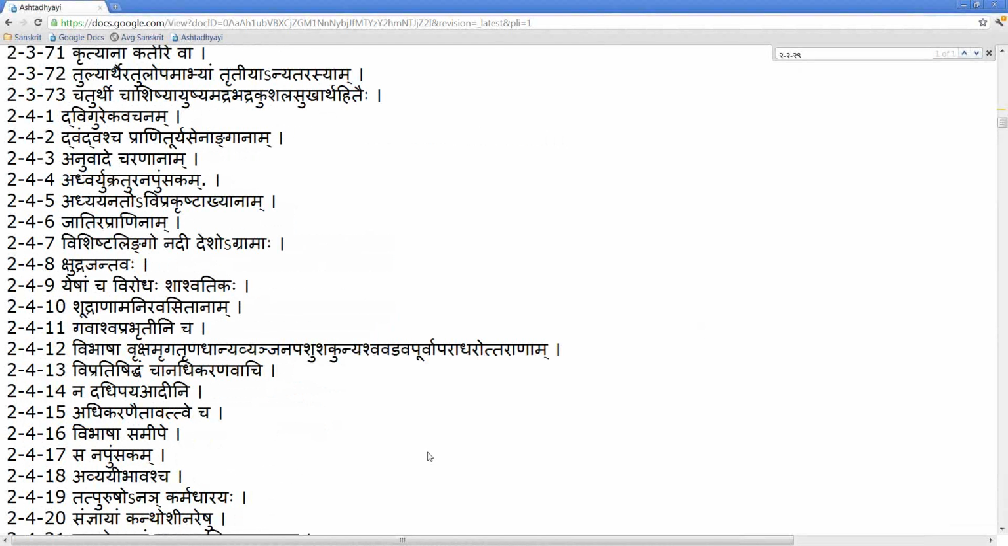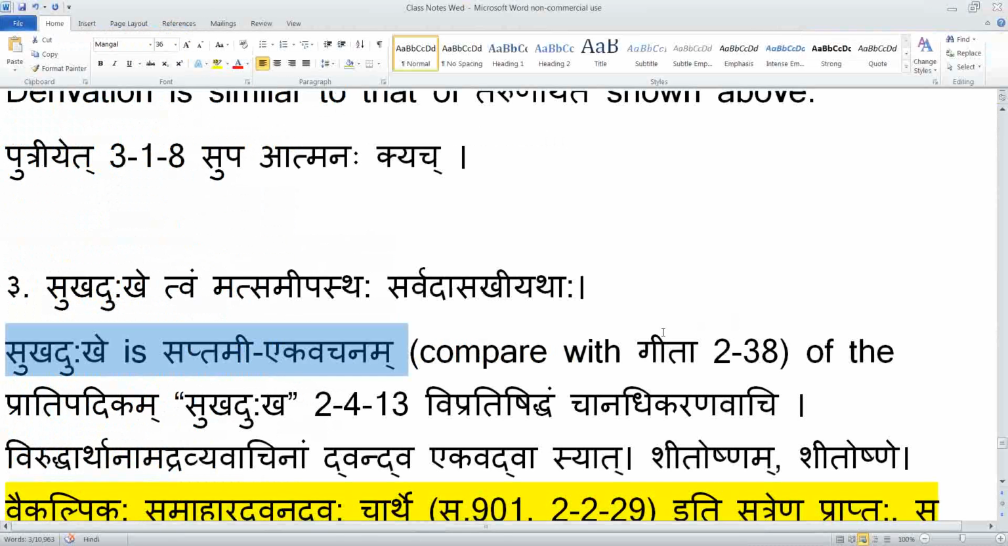Okay, let's look at this. So this Sutram is Vipratishiddham Chanadhikarana Vachi. Vipratishiddham, opposites. Should not be Adhikarana Vachi, which means that I should not be talking about a thing or an item which has that property. It should be just the property itself, not referring to something. Adhikarana vachi means something which has that property. It shouldn't be referring to a thing or item. It should be referring to just the property.